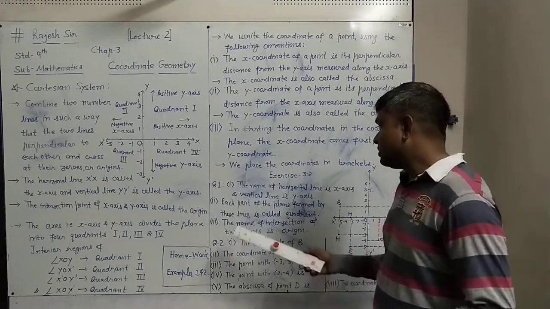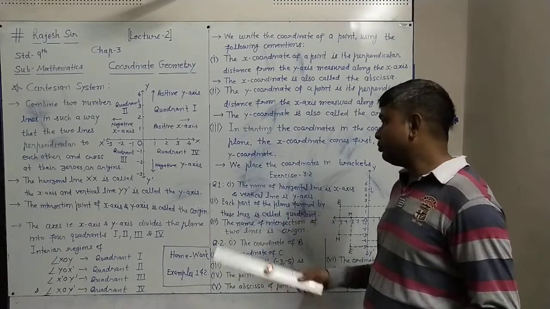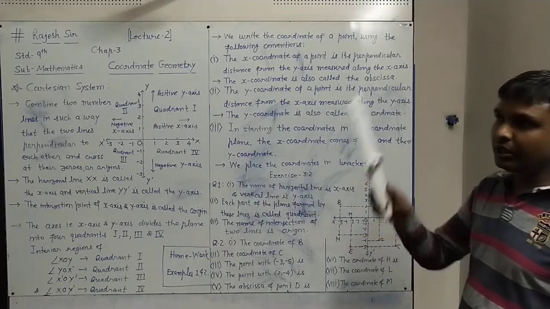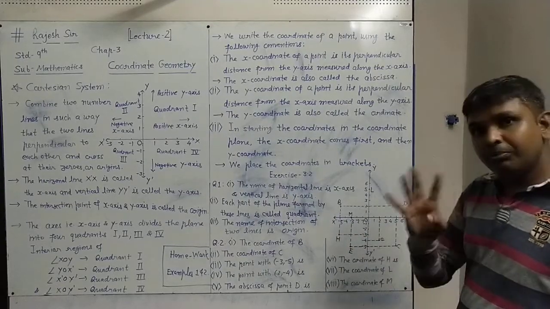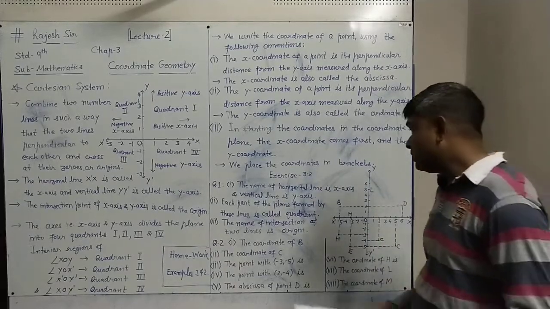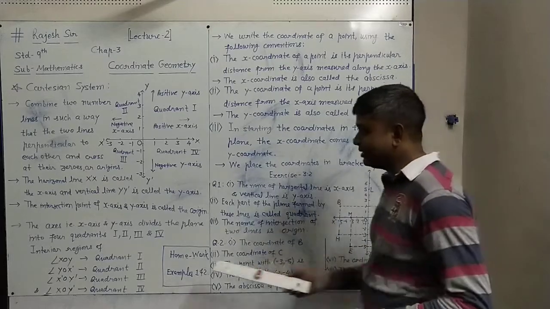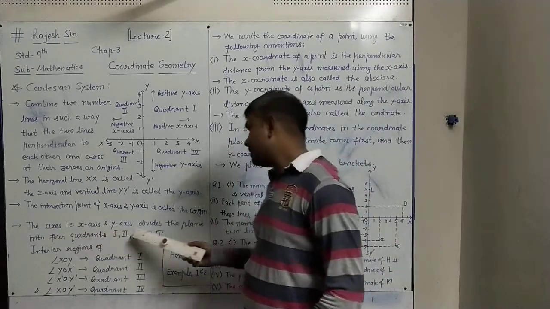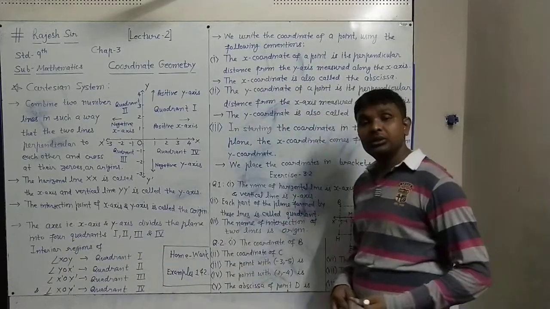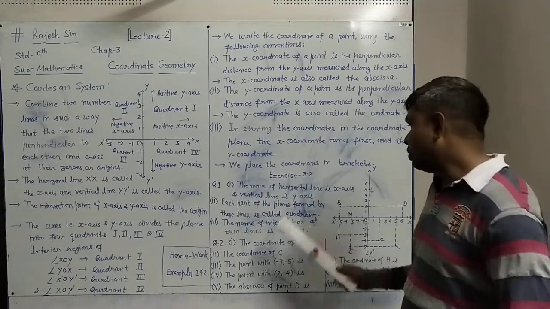Now the second question is: what is the name of each part of the plane formed by these lines? If the lines are drawn horizontal and vertical, four parts of the plane are made. Each part of the plane formed by these lines is called a quadrant. You know that the axes divide the plane into four quadrants: 1, 2, 3, 4.